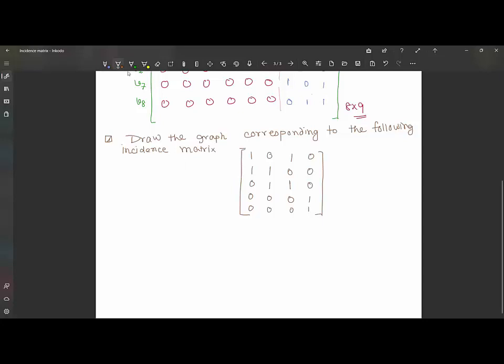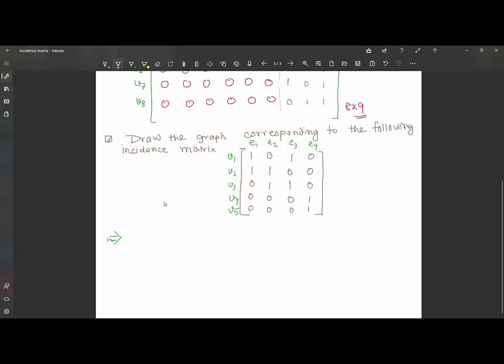Now we have to draw the graph from this incidence matrix. Easily you can see that there are a total of 4 columns, so the number of edges is 4, and there are 5 rows, so the number of vertices is 5. So first mark the vertices and the edges. It is not given in your question, so we are marking it ourselves: V1, V2, V3, V4, and V5. After that, mark the edges E1, E2, E3, and E4. Now we will pick the relations between them to draw the graph.